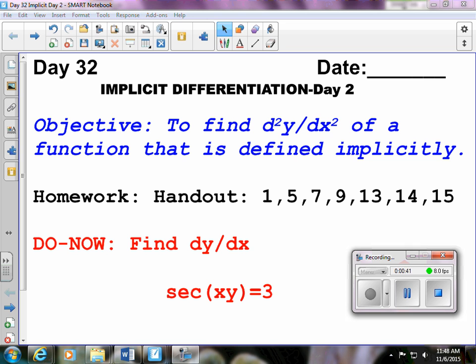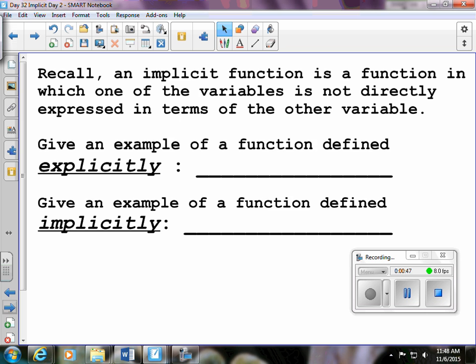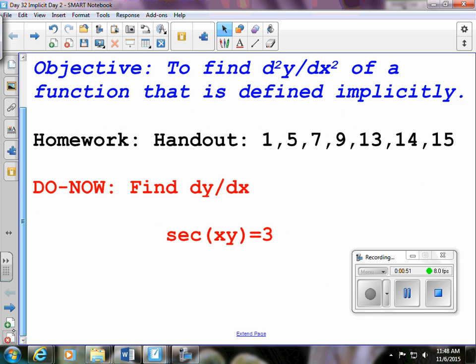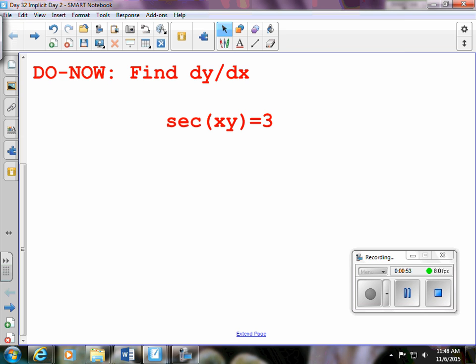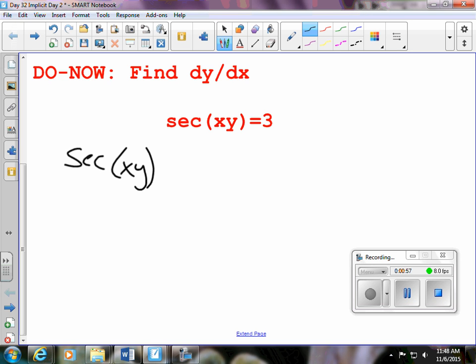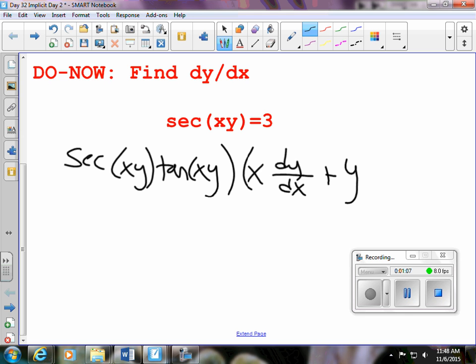Okay, equals 0. So she set it up exactly right. I'll just write it up here then. She said secant of xy, tan of xy, and then when she went to take the derivative inside, product rule: first times derivative of the second plus second times derivative of the first.